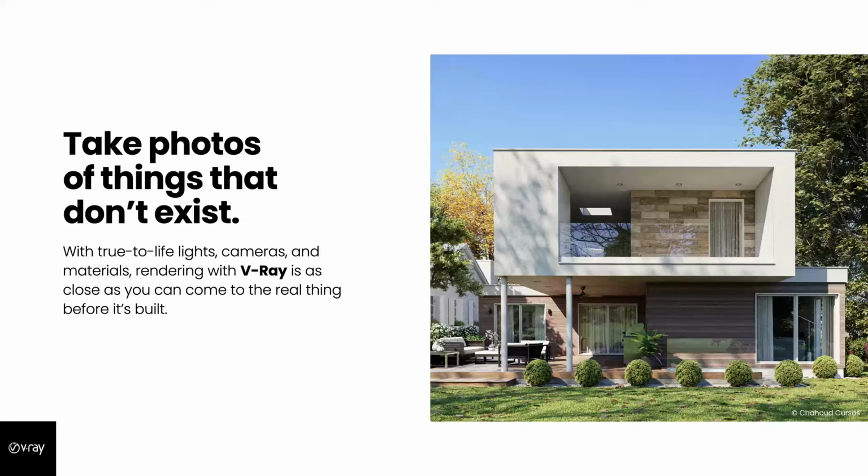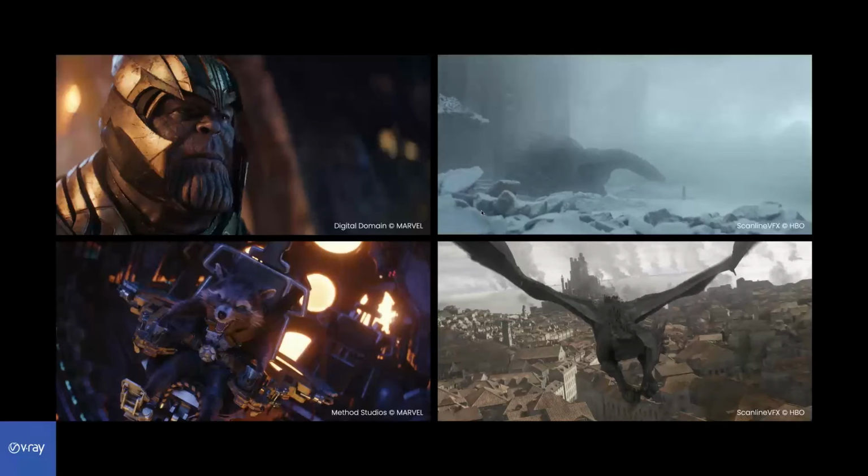So when I first got into rendering, I would often have to explain what rendering does. And I like to tell people that it lets you take photos of things that don't exist. And so V-Ray often has become the gold standard for realism. It's as close as you can get to the real thing before it's built. And we're known for architecture, but V-Ray is actually used in much more than architecture. It's used in feature film and television and advertising and automotive and so on, where realism is incredibly important.